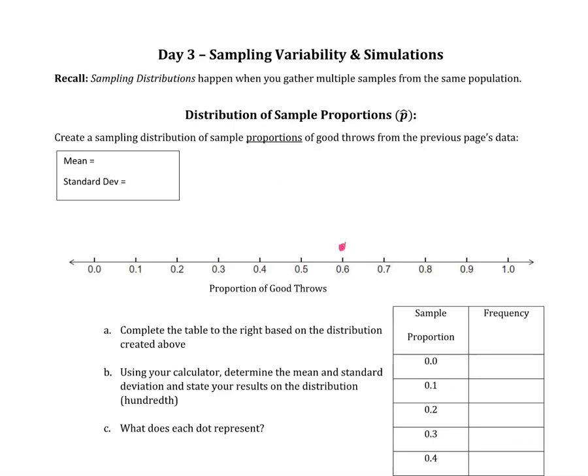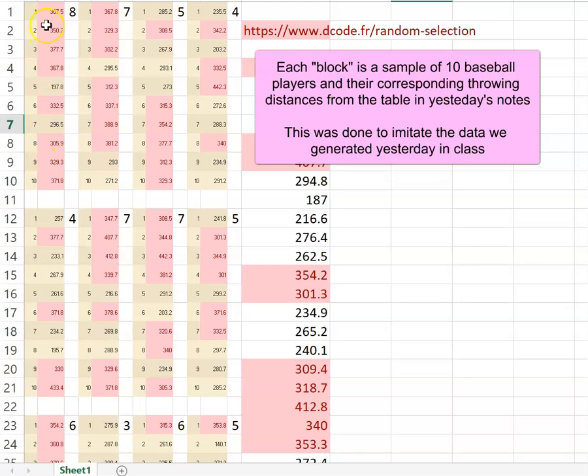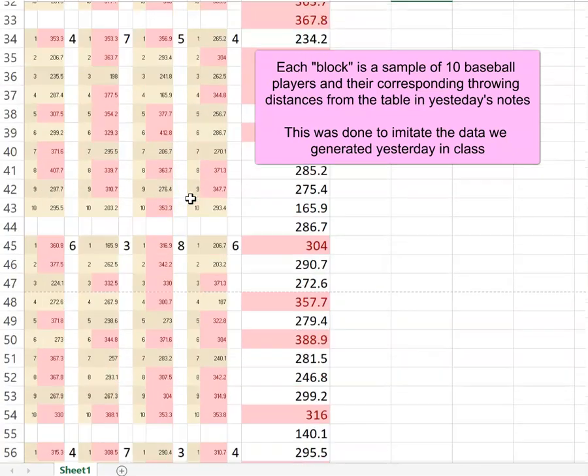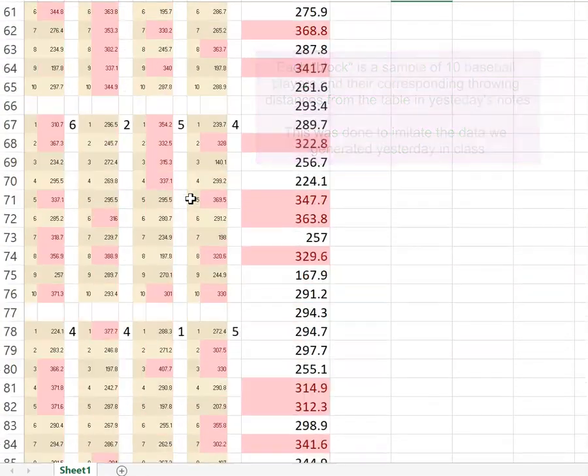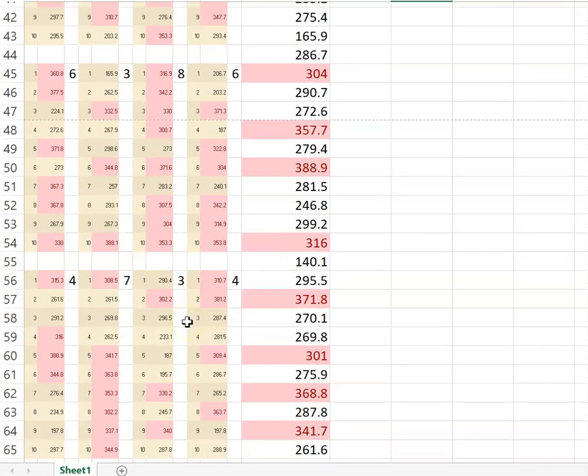If I pull up Excel, what you're looking at is a bunch of random generations that I computed myself. Each of these is a sample of 10 baseball players. It just says 1 through 10 because that's my 10 samples, and these are the corresponding distances of the throwers that I ended up getting. I believe I have 24 data points in here, meaning 24 samples. I'm almost positive I have 24.